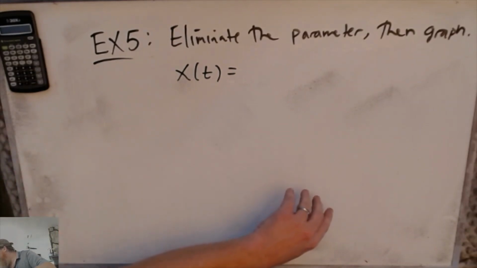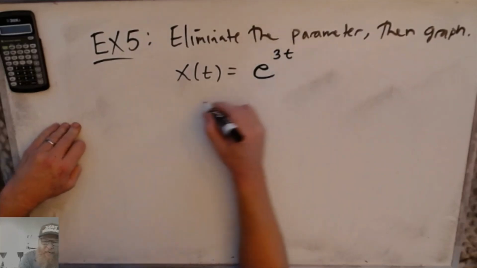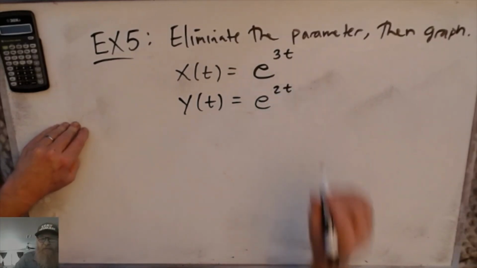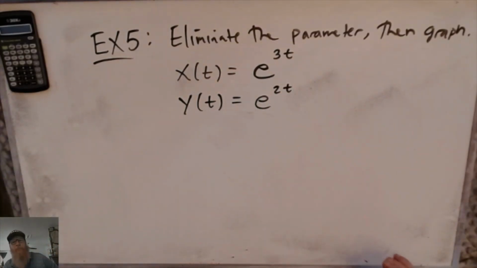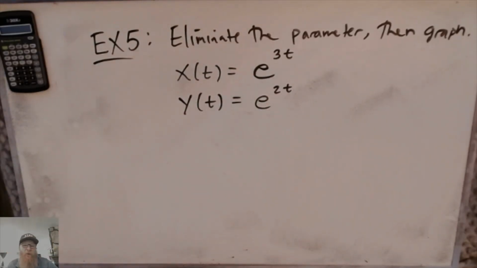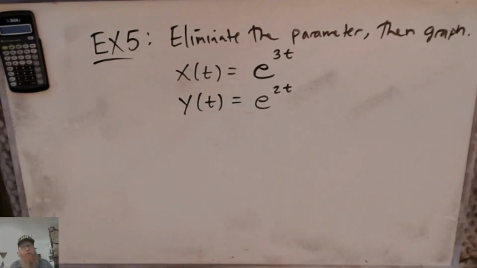So let's do e to the 3t and e to the 2t. Because if you saw this parametric equation and you'd never done it before, you might be sitting there plugging in values of t and getting dots all over the place and having a very difficult time understanding what's going on. So sometimes it's nicer to get rid of the parameter and then see what happens.